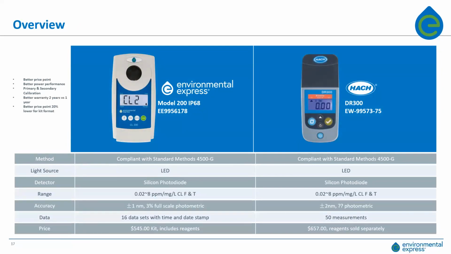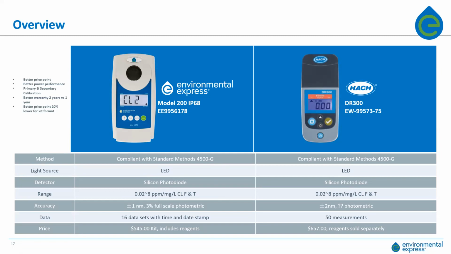Finally, just a quick comparison to show how our colorimeter should do in the marketplace. Specifically, I compared it to the market leader. These are both compliant to standard methods 4500-G, have an LED light source, silicon photodiode detector. The range is 0.02 to 8 parts per million for both free and total chlorine. The accuracy is where I'd like to point your attention. Our instrument is plus or minus 1 nanometer. Theirs is plus or minus 2.